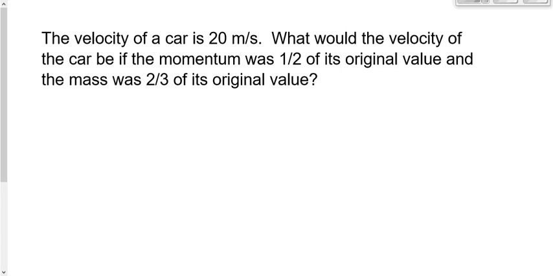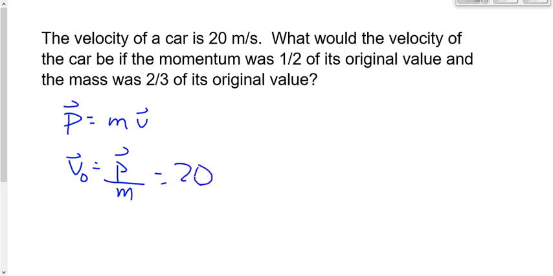It says the velocity is 20. We're looking for what the velocity would be if the momentum is half and the mass is changed. What's my equation here? What's my relevant equation? Sorry? P is equal to m times v. Yeah, kind of. But what are we trying to find the effect on? Velocity, right? So what am I going to do? Just rearrange it. My original velocity is p over m. My original velocity is 20. And then go from there, right?